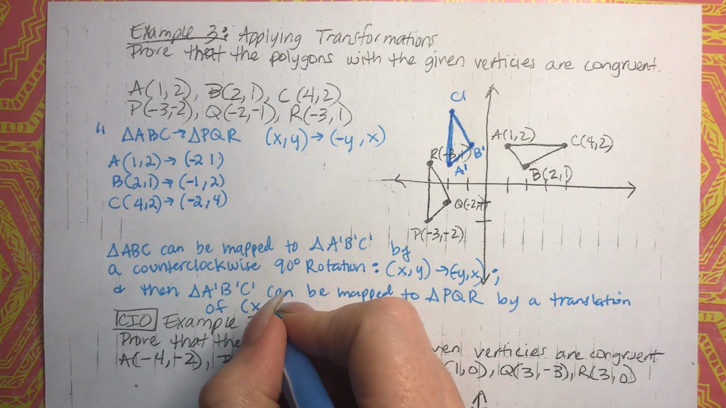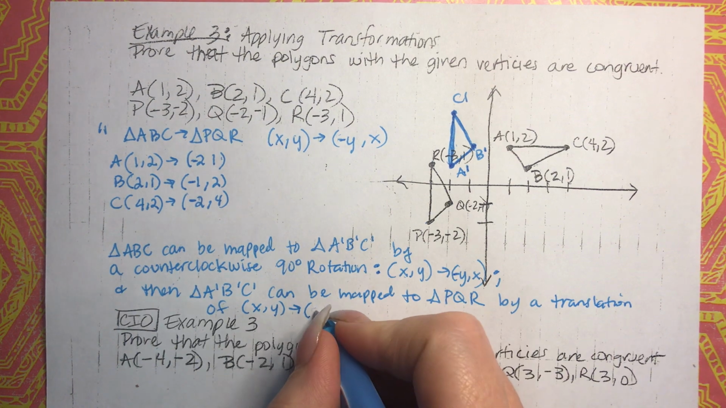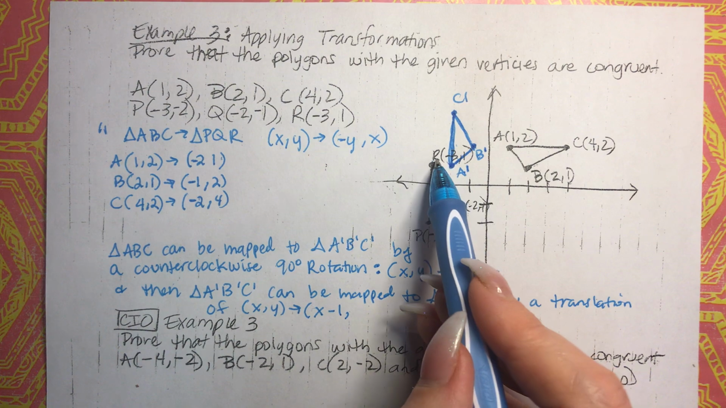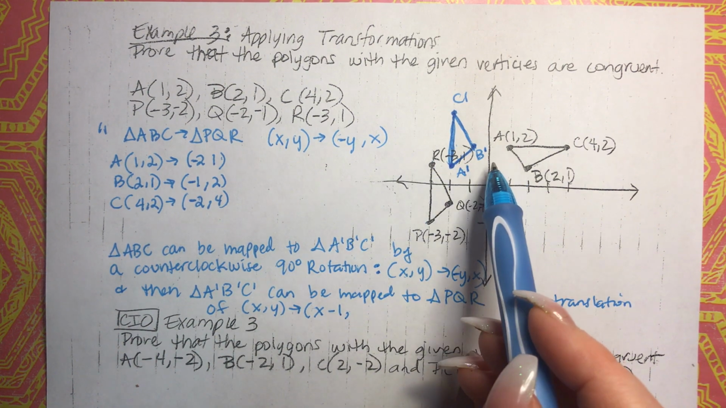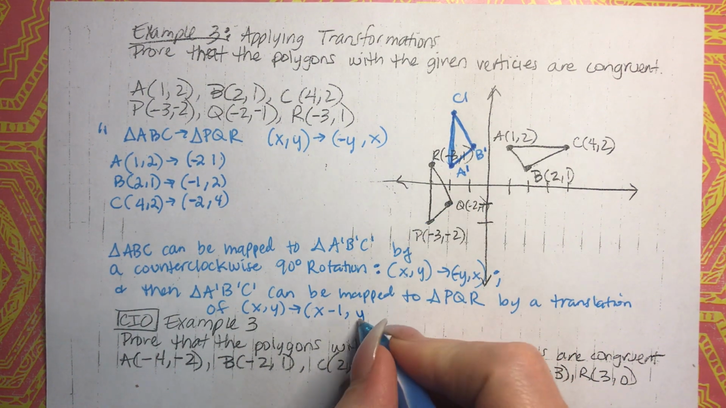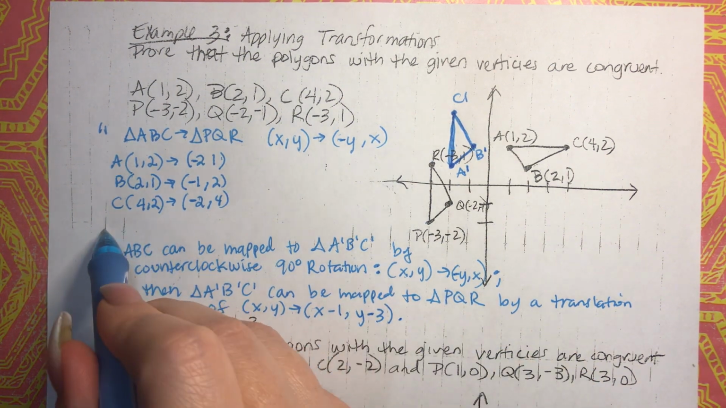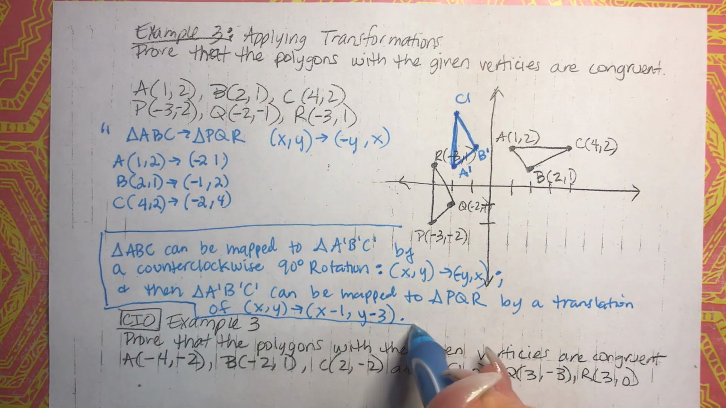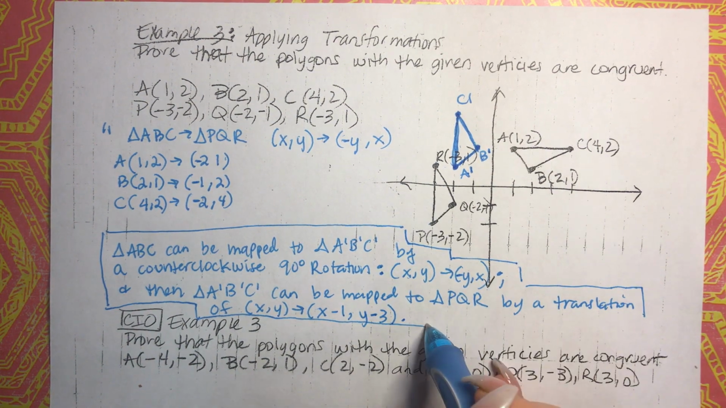of (x, y) goes to (x - 1, y - 3). The x goes in the negative direction 1, so x minus 1, and then it goes down, what was it, 1, 2, 3? Yeah, so y negative 3. And there you have it. There is our proof. It's kind of like a little paragraph type proof, but that is how we are going to prove it for these types of examples.